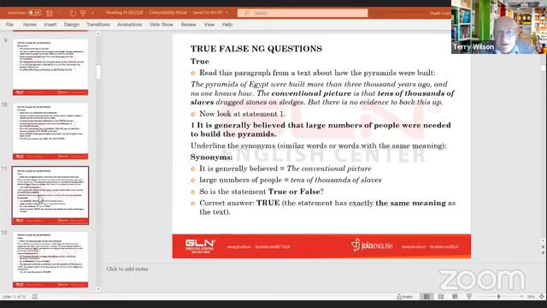So underline the synonyms or similar words or words with the same meaning. So synonyms, you could have it is generally believed. So the conventional picture, see how I've highlighted that in the paragraph. Large numbers of people, so tens of thousands of slaves. Again, I've highlighted that in the paragraph. So is this statement true or false? And of course, the correct answer is true. The statement has exactly the same meaning as the text.